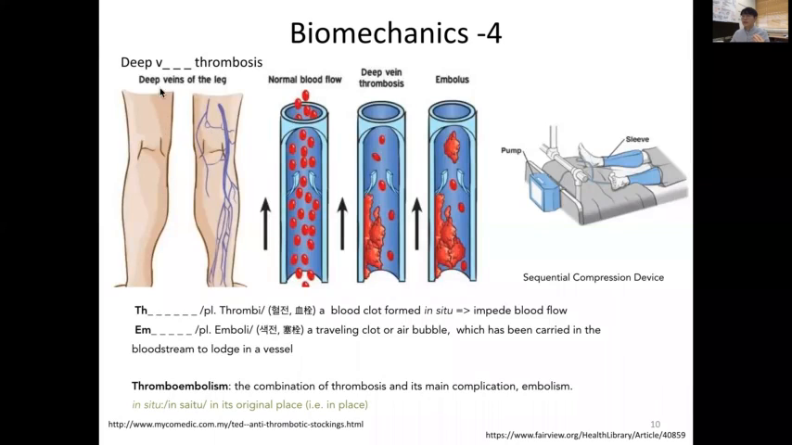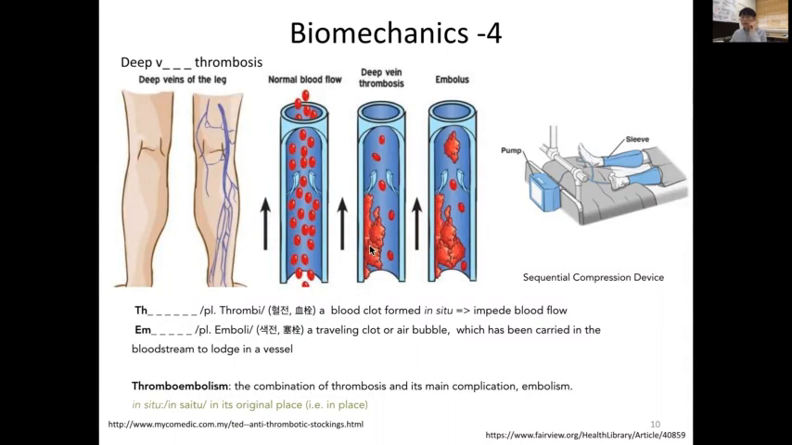You can see the deep veins of the leg. The veins do not have a lot of pressure difference to force the blood to push. Because of that, the veins usually have valves, which allow blood flow in only one direction. However, if this is compressed and not moved for a long time, there's a potential that the blood will clot in that location. That blood clotting is formed in situ. In situ means in its original place.